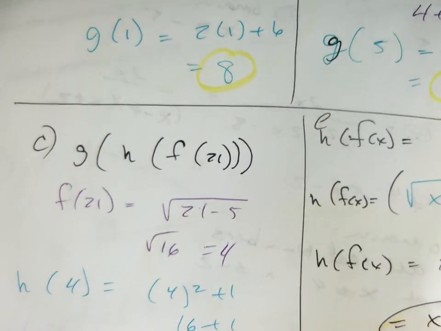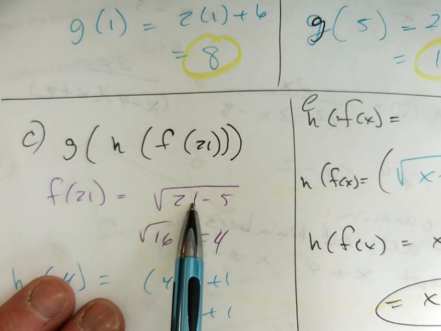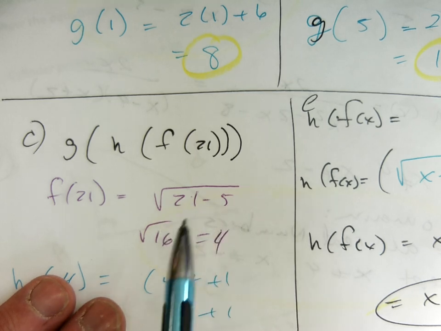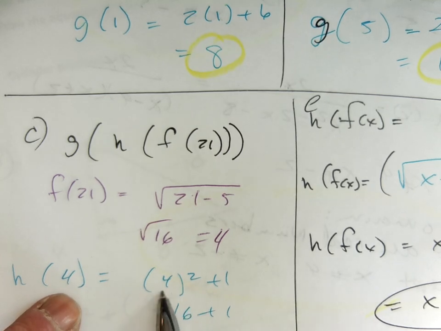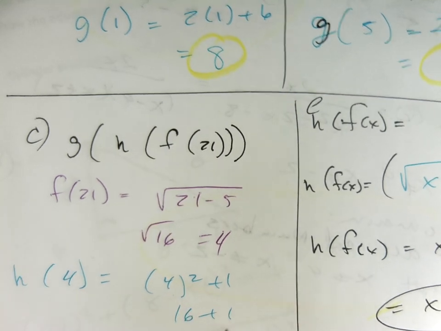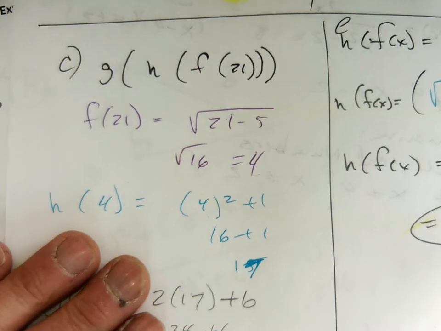Okay, C. I'm going to put 21 into F. So then I get 21 minus 5 is 16. Square root of 16 is 4. Then I put that into H. Okay, H, I go 4 squared plus 1 is 17. Then I put that answer into G. 2 times 17 is 34 plus 6 is 40, okay?